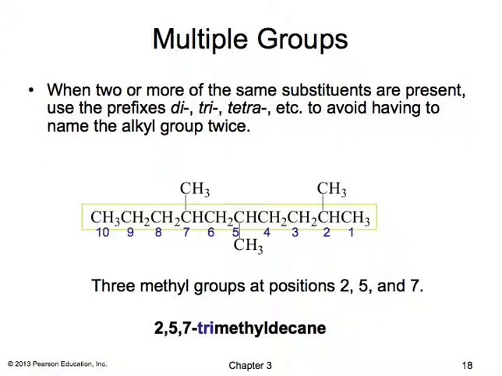If you have multiple groups, when you have 2 or more of the same substituents, you want to use prefixes like di, tri, tetra to avoid having to name the alkyl group twice. So here's an example where you have a 10-mer as the main chain, and then you have 3 methyl groups coming off. Again, it's numbered where the substituent is closest to the lowest number, so it's going to go from right to left. Here you have 2, 5, and 7-methyl, trimethyl, so then it would be 2,5,7-trimethyldecane.